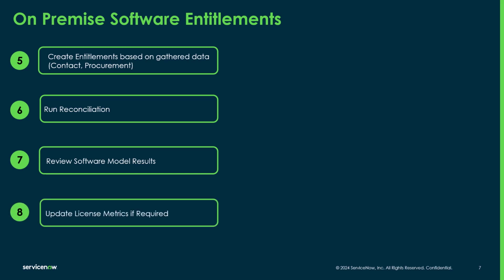So once you've reviewed the model results, you're likely going to have to update the license metrics. So you're going to want to review those license metrics that were applied to the entitlement or the software model, depending on what was negotiated in the contract, or if the entitlement maybe was created with a PPN or not. Those license metrics may need to be updated.